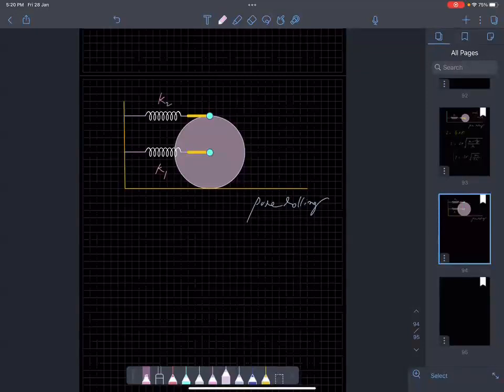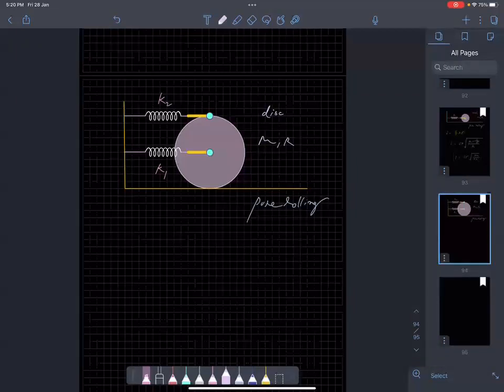So this has mass M and radius R. What was this? A disk, right? So this was a disk of mass M and radius R, with pure rolling. Now, how to write the time period for this? If it is in SHM, what do you do?